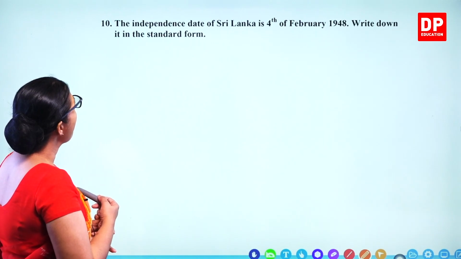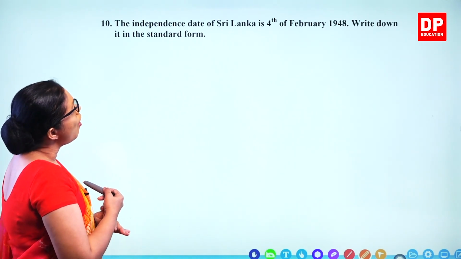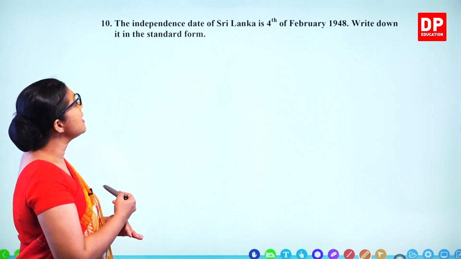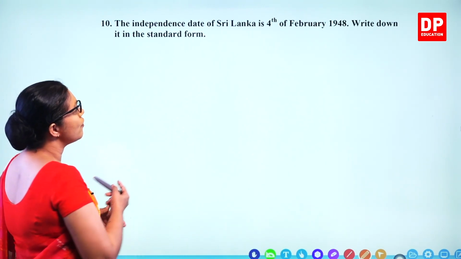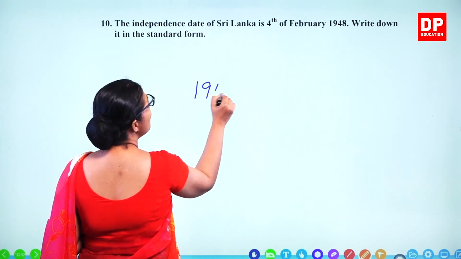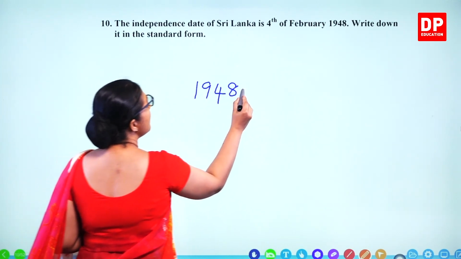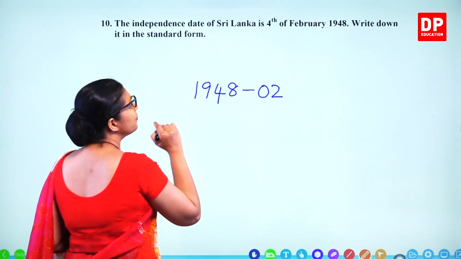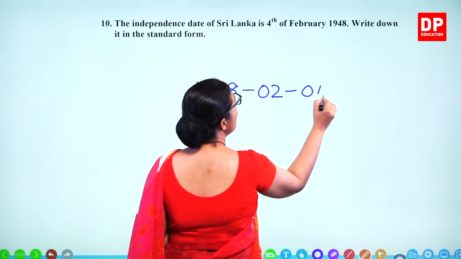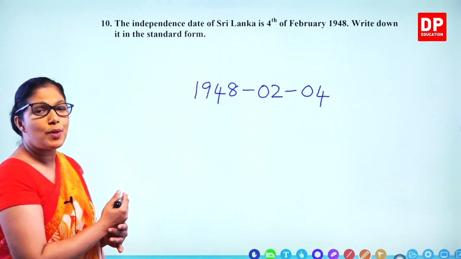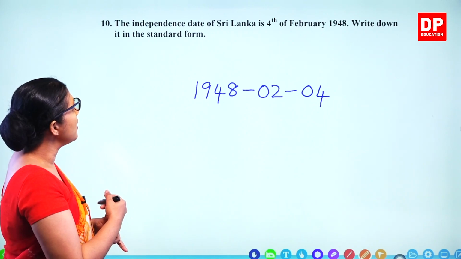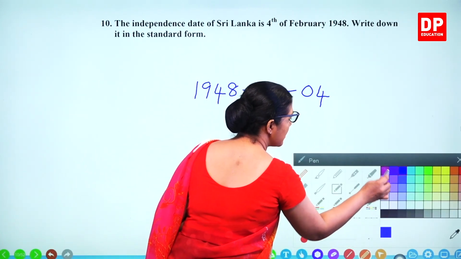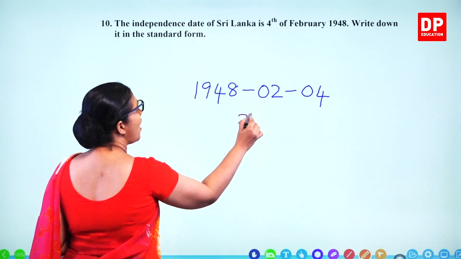Question number 10. The Independence Day of Sri Lanka is 4th of February 1948. Write it down in the standard form. So how do you write the standard form? First the year with 4 digits and then put a slash, and then February, that means 02. 4th, 04. So this is how we write in standard form, the international way of writing. That's called the standard way of writing the date. 2 marks.